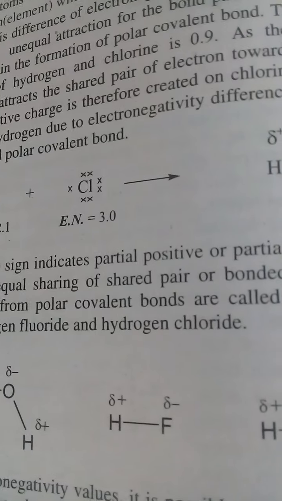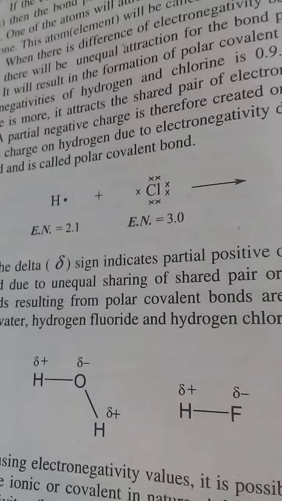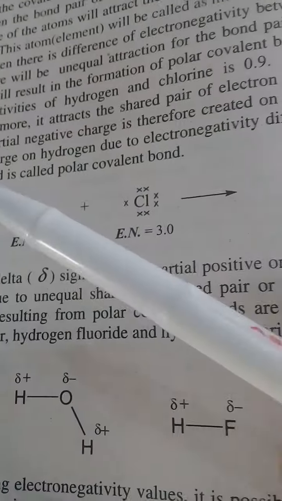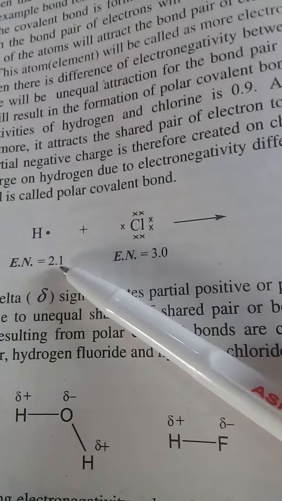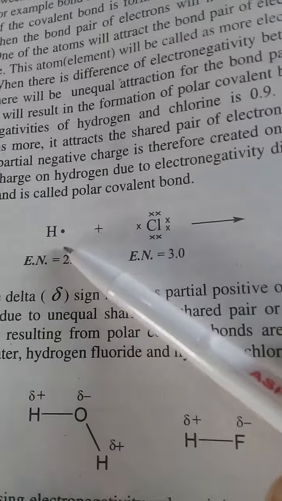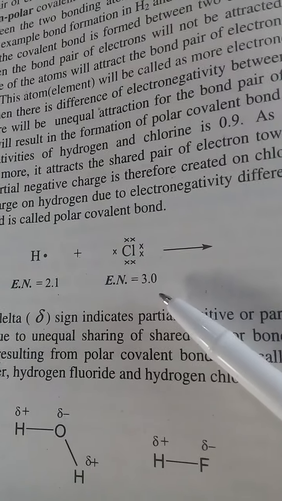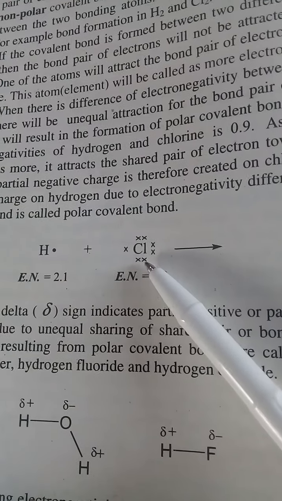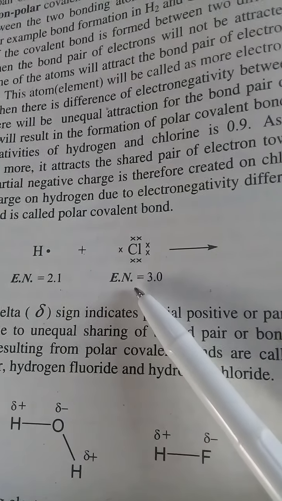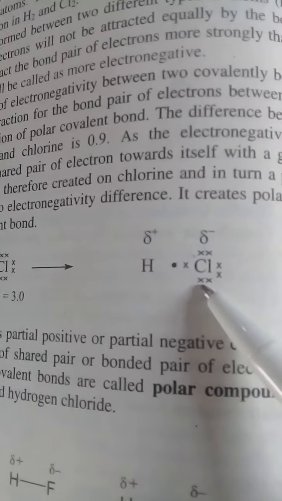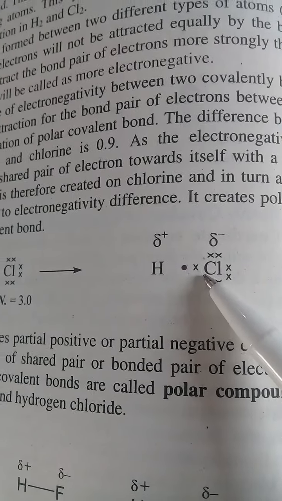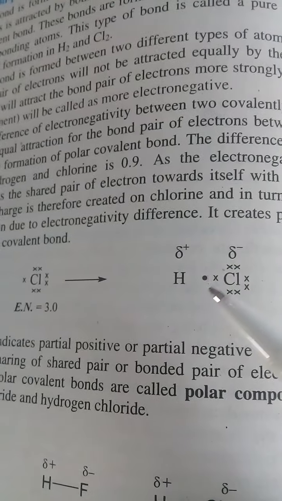So that was about the polar and non-polar covalent bond. I hope you understand. If you have any query or question, then you can ask. You can have an idea from this equation that the electronegativity of hydrogen is 2.1, the electronegativity of chlorine is 3, and the difference of electronegativity between these two atoms is 0.9. So due to this, a polarity develops on both atoms, making the bond a polar covalent bond.